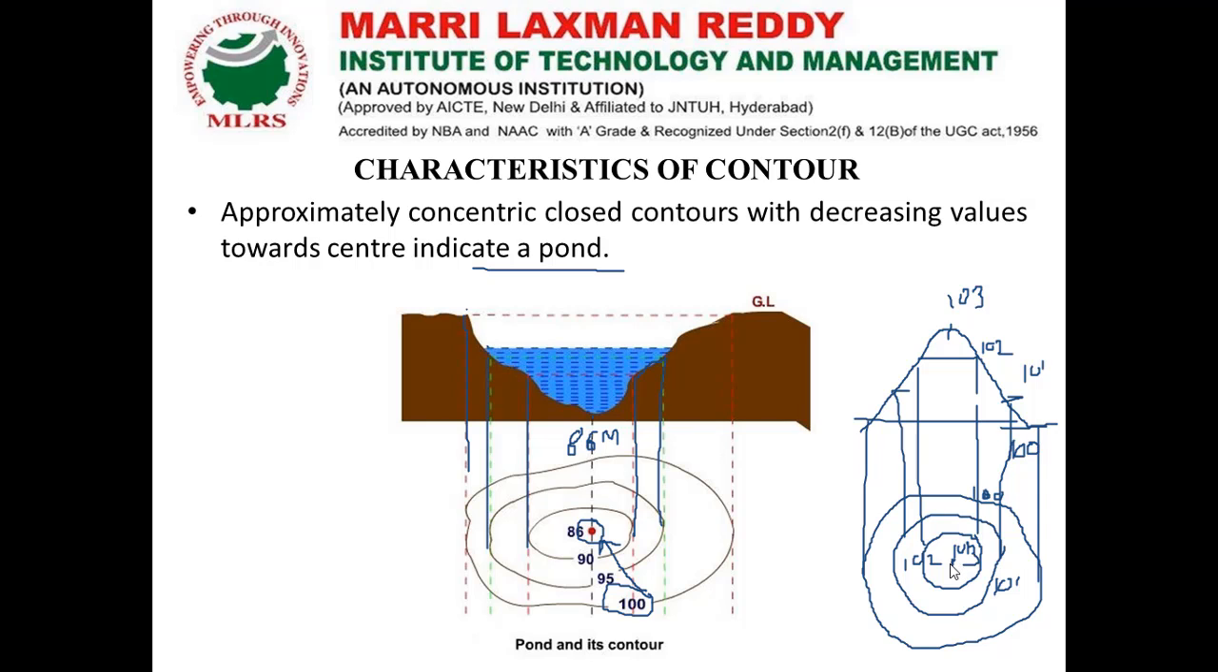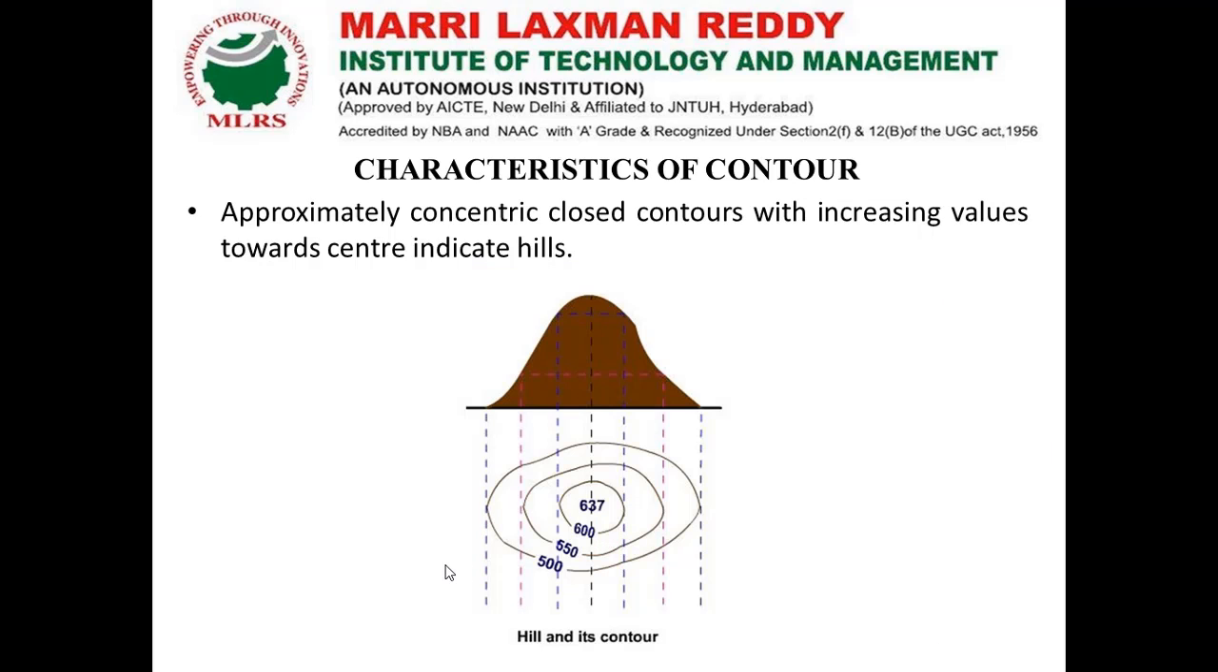If it is like this, then the contour represents hill area. Okay. Here the lowest value is at inside and the highest value is at outside. This denotes the pond or lake. So this is the difference between the contours for pond and contours for hill.